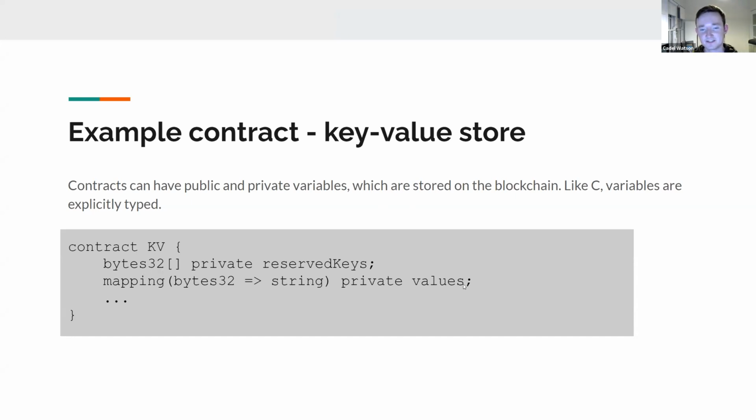Then we have our second state variable, which is the values, and this is the actual storage of our contract. This is where we're storing the label into a value. The type of this variable, values, is a mapping. A mapping is like a hash map or a dictionary in Python. It takes in a bytes32, so a hash, as its input, and it gives back a string.